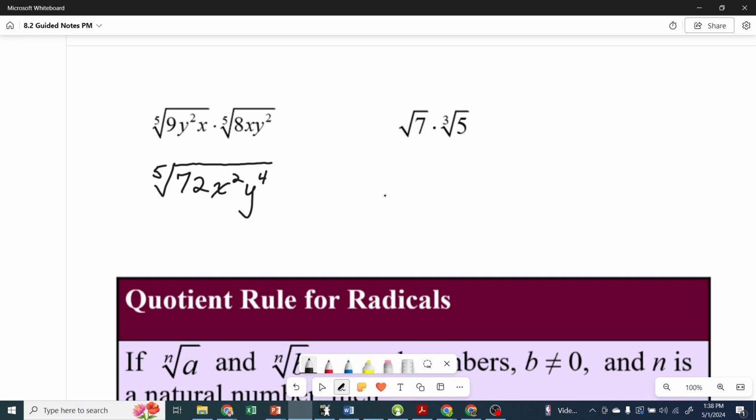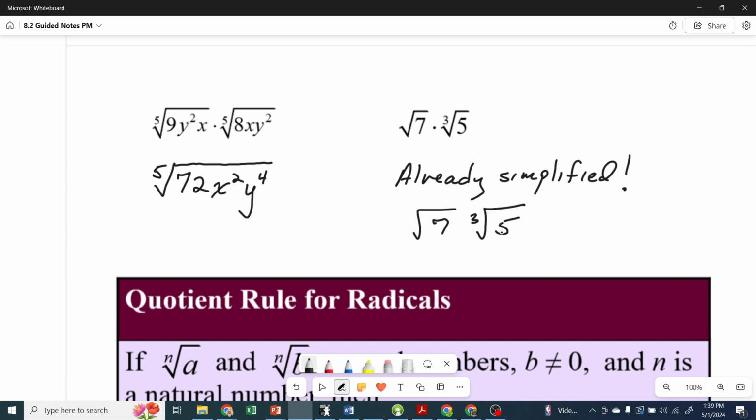This last one here, since this is a square root and this is a cube root, is already simplified. It cannot be any more simplified. Okay, so your answer would just be square root of 7 cube root of 5.